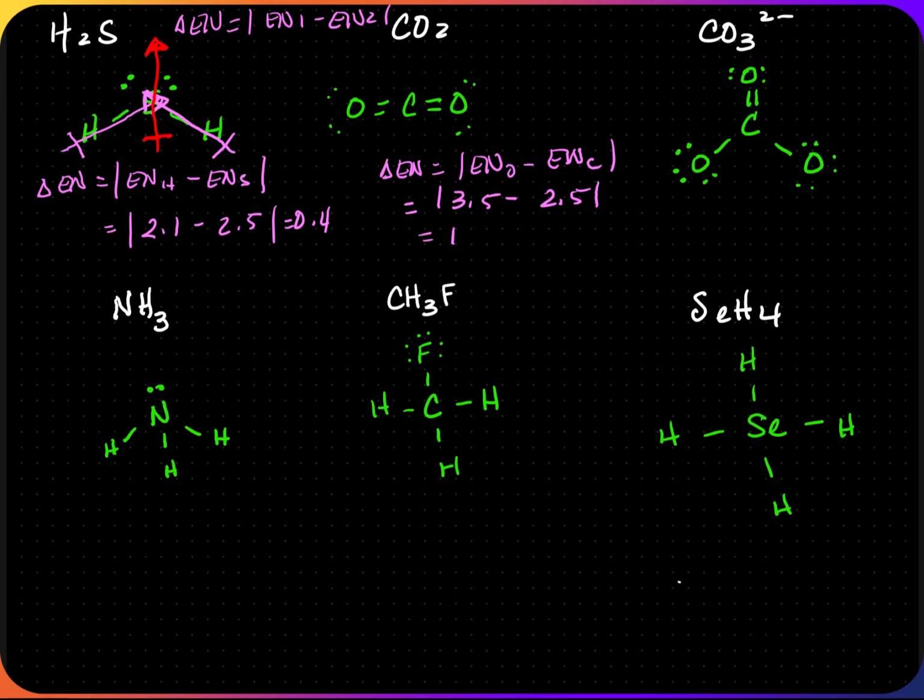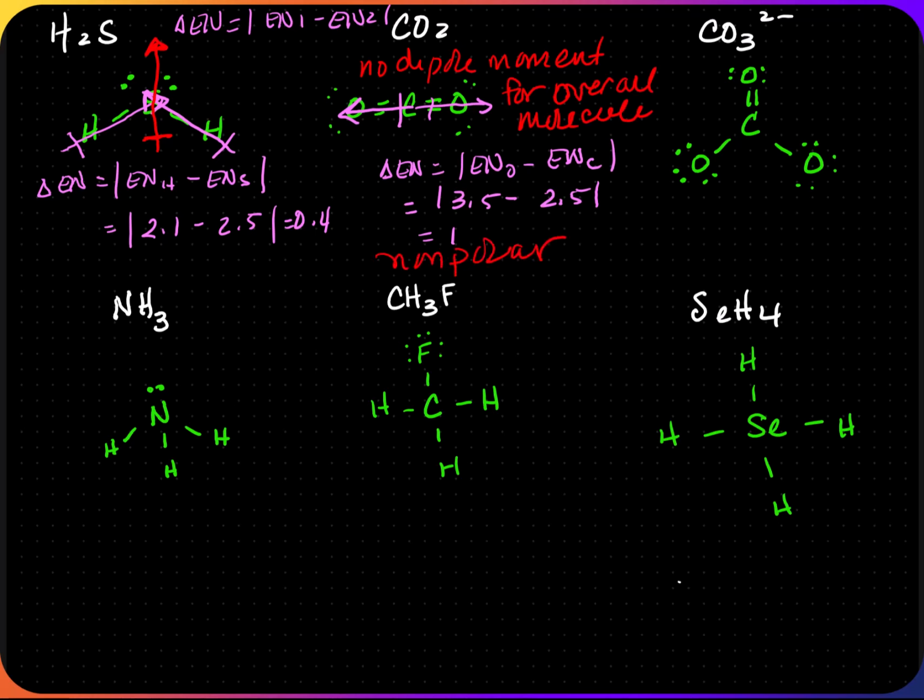So if I draw the polarity of each of the bonds between C and O, they're going to go towards the O because the O is more electronegative. Since this structure is linear, for the overall molecule there is no polarity. There's no dipole moment for the overall molecule because the polarities cancel out from the bonds. So the overall molecule is nonpolar. For H2S, the overall molecule is polar.